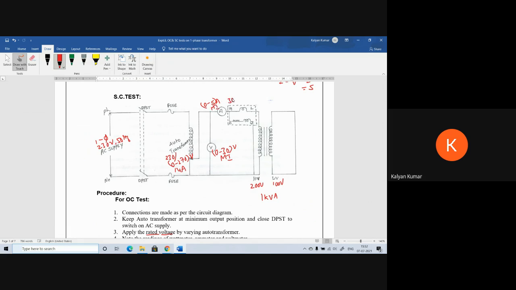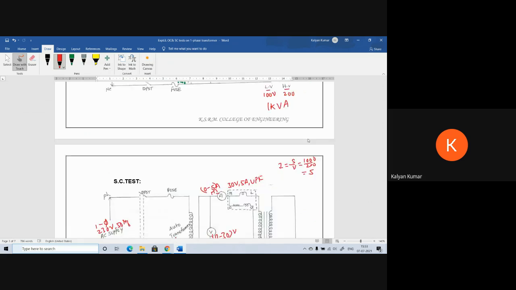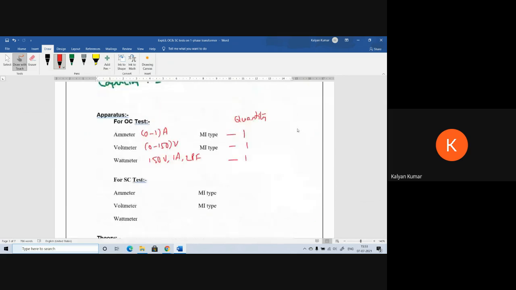Now we can use 30 volts, 5 amps UPF meter. Under such conditions, the transformer is going to operate with a power factor near to 1. So I am using a unity power factor meter. So this is how we are going to set the meter ranges.